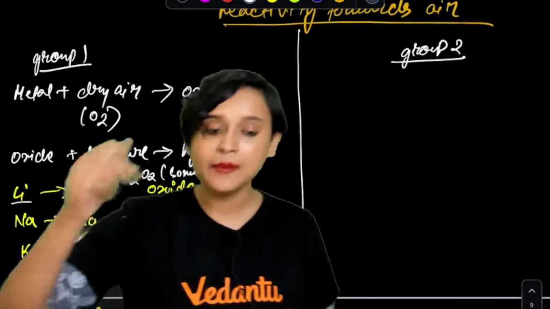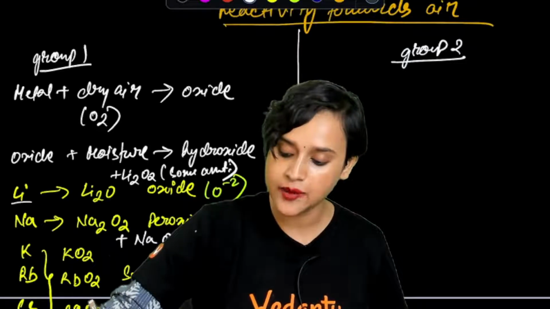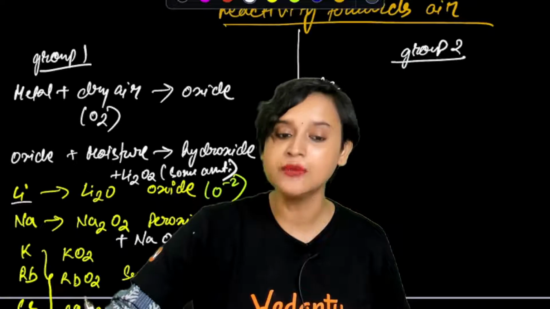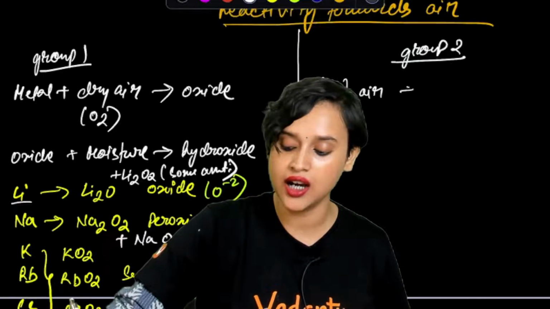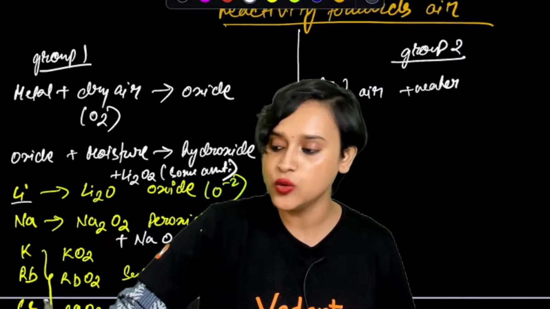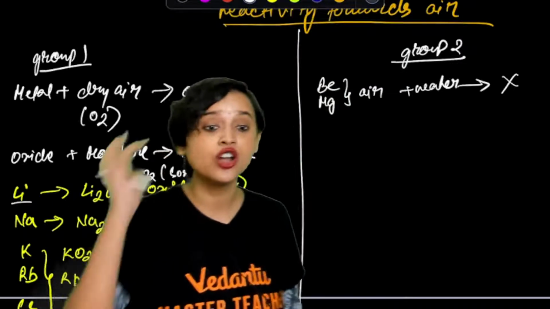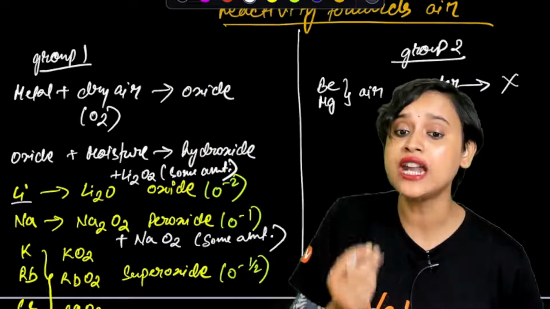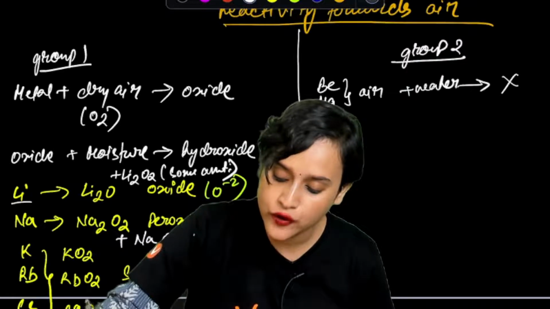Now coming to the group 2 elements, everybody. In the group 2 elements, what do we see? We see that beryllium and magnesium, if you try and make them react with air or water, will not give you any reaction. However, if you take the powdered form.